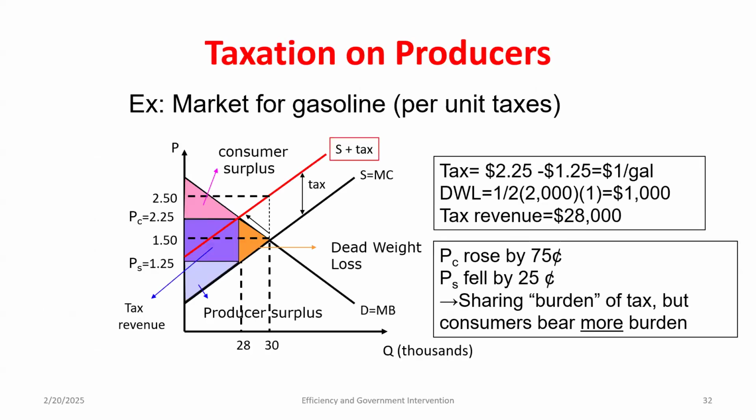So I'll give you some values so we can think about it. Let's say I had the gasoline market with a $1 tax here. And after the tax, the old equilibrium price is $1.50.